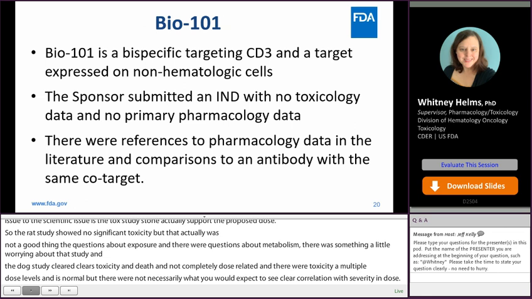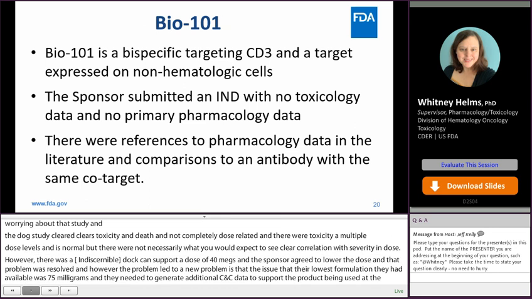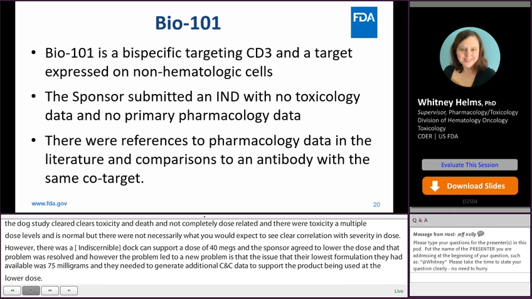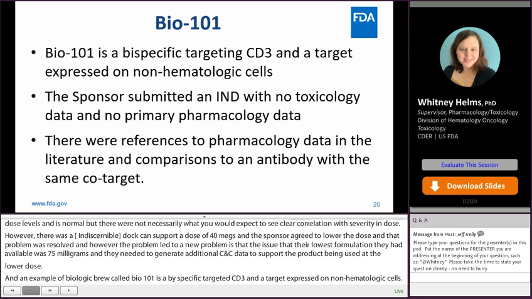My second example is a biologic. We'll call it Bio 101. It's a bispecific targeting CD3 and a target expressed on non-hematologic cells. The sponsor submitted an IND with no toxicology data and really no primary pharmacology data, although they had some literature references. And they also had some comparisons to an antibody with the same co-target, so not CD3, but the other target.